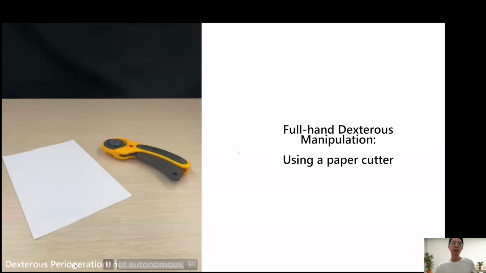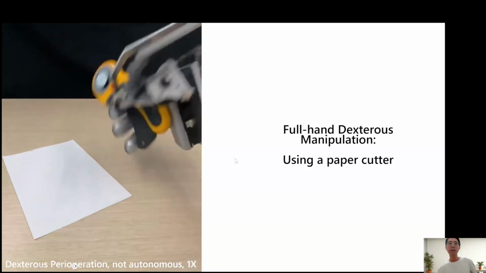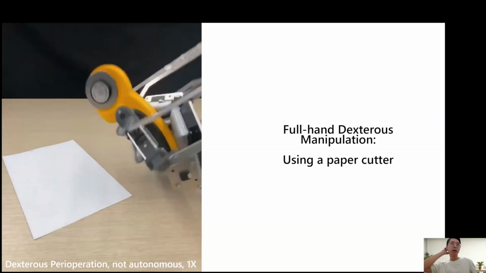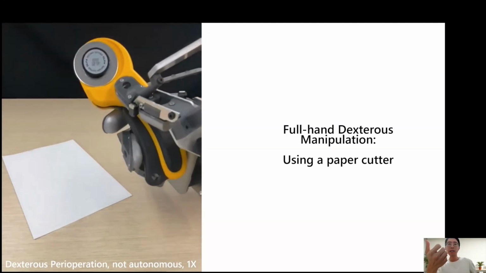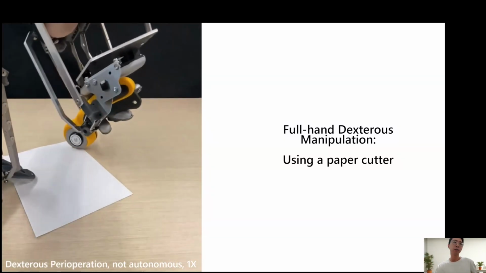Another example is using the paper cutter. You need to press the handle to release the blade of the paper cutter with both index and middle finger and the palm. And then you can use the paper cutter to cut the paper.